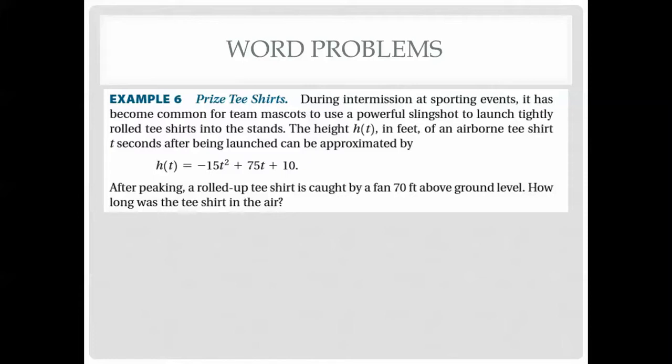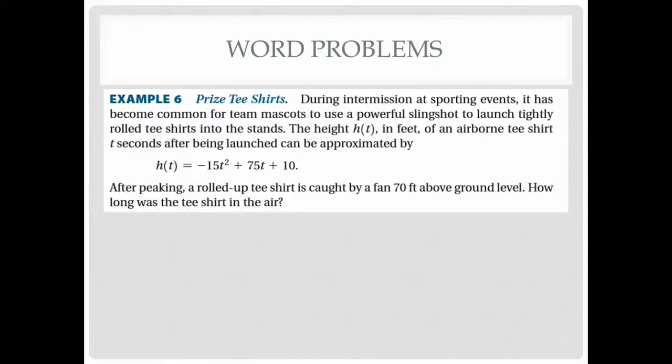The height, h of t, in feet of an airborne t-shirt, t seconds after being launched, can be approximated by the function h of t equals negative 15t squared plus 75t plus 10. After peaking, a rolled up t-shirt is caught by a fan 70 feet above ground level. How long was the t-shirt in the air?